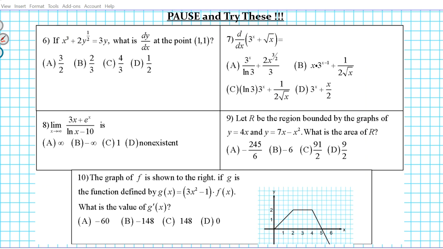Alrighty, welcome back. Hopefully you had a chance to try out the practice problems. Let's take a look at what the answers are. The answer to question number 6 is letter A. The answer to question number 7 is option letter C. The answer to question number 8 is option letter A. The answer to question number 9 is option letter D. And the answer to question number 10 is option letter B.